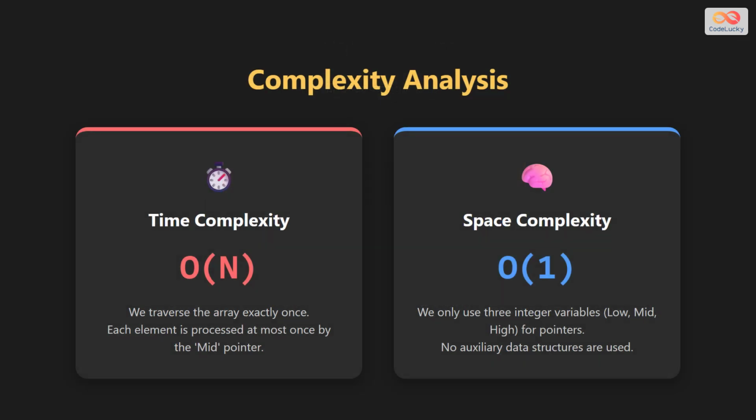Let's analyze the performance. The time complexity is O(n) because we traverse the array essentially once, processing each element. The space complexity is O(1) because we are sorting in place, only using 3 integer variables for our pointers.